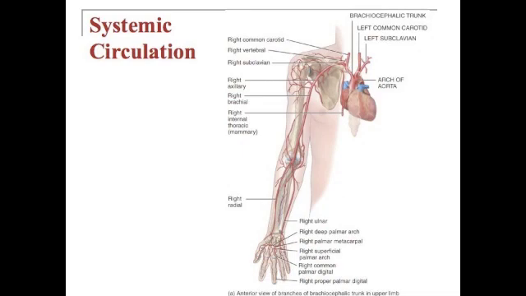So this cartoon is figure 21.20 on page 805, and we can see the aortic arch and its branches. The aortic arch ends at the level of the intervertebral disc between the fourth and fifth thoracic vertebra.